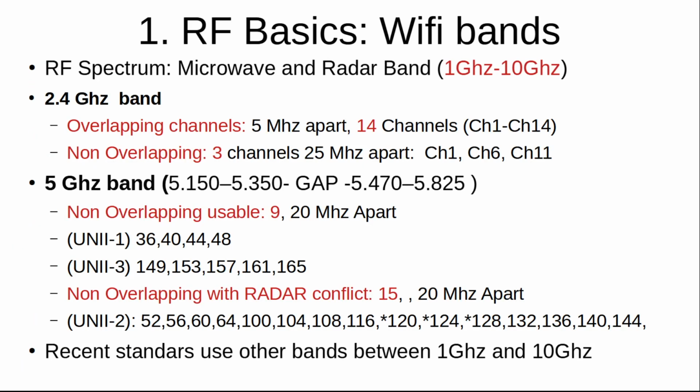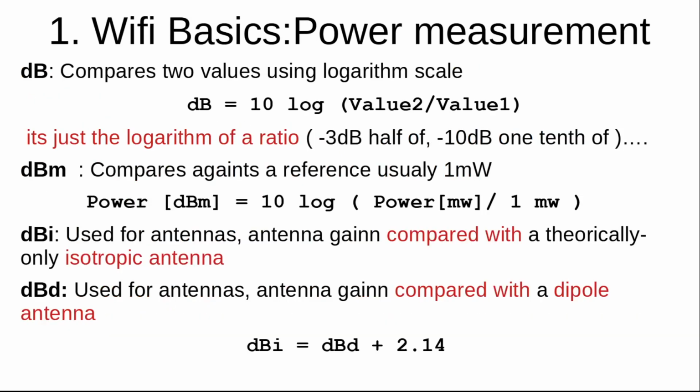Remember that Wi-Fi has been defined using the microwave and radar band that goes from 1 GHz to 10 GHz. You have the 2.4 GHz band and the 5 GHz band that has been used for several years by now, but recent standards will use other bands between the 1 GHz and 10 GHz spectrum.